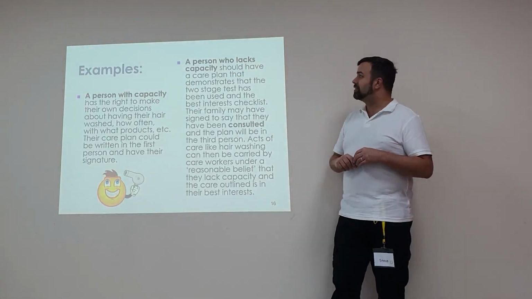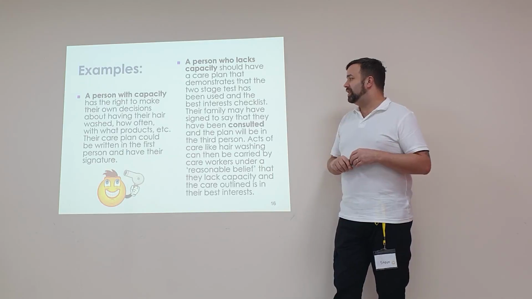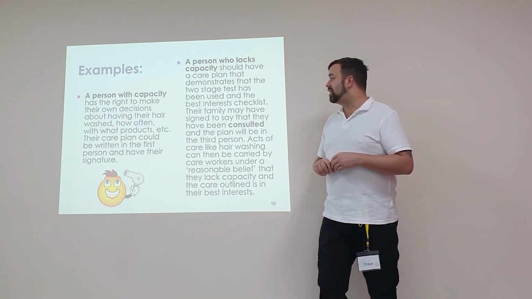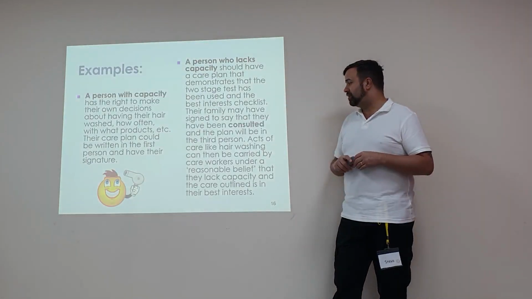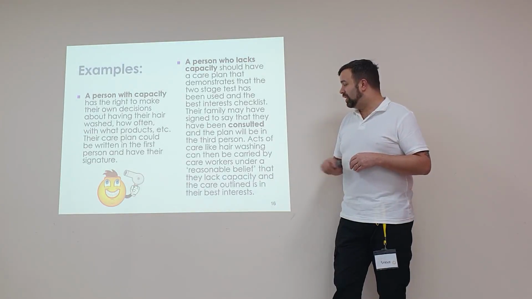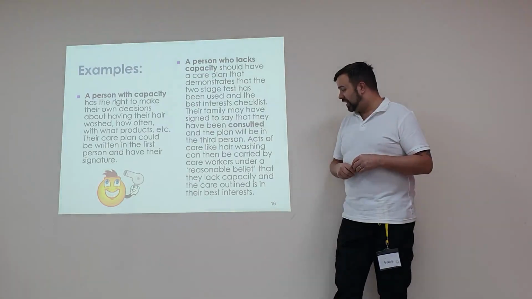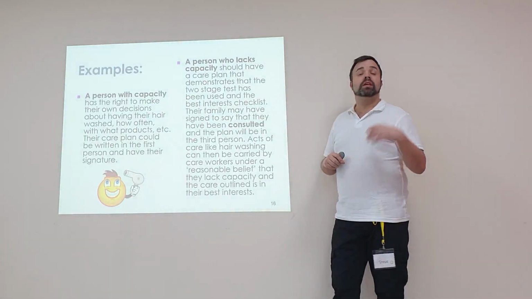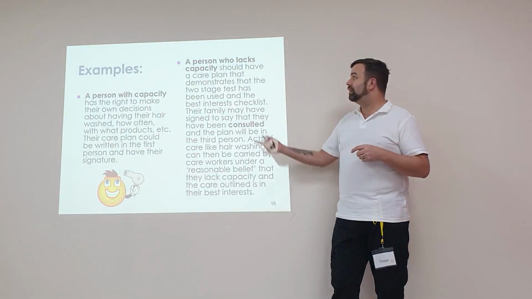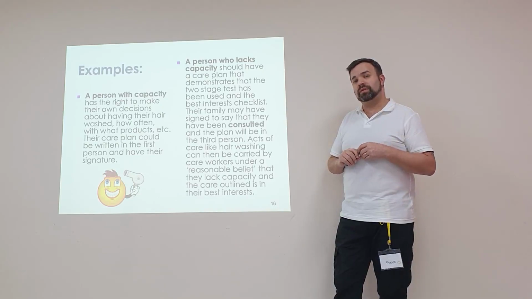A person who lacks capacity should have a care plan that demonstrates the two-stage test that has been used in the best interest checklist. Their family may sign to say that they have been consulted, and the care plan will be in the third person, so acts of care like hair washing can be carried out by care workers under reasonable belief that the person lacks capacity and the care outlined is in their best interest. So for example, on the left-hand side, you may see, I would like my hair washed once a week. On the right-hand side, you may see, the customer needs their hair washed once a week. So we have it in the first person and in the third person.